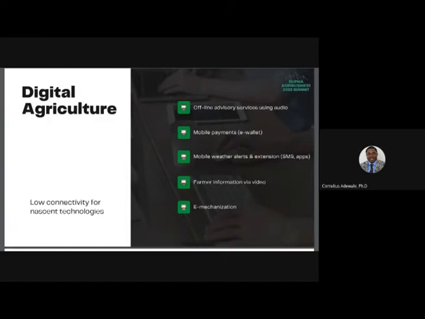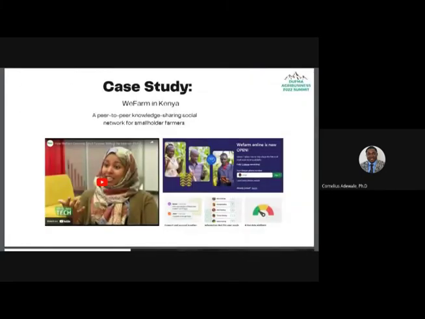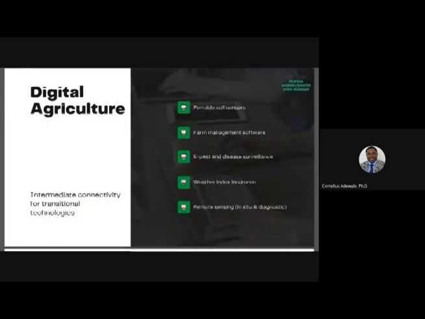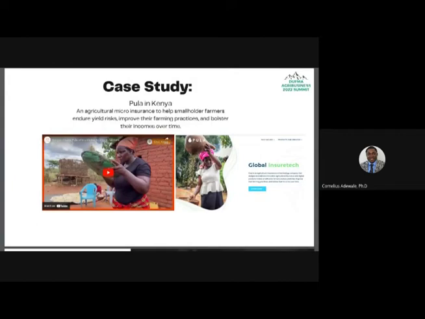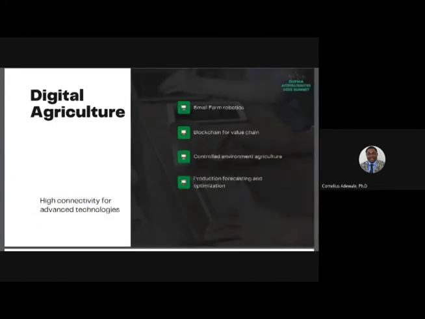There's so much potential that young people can still plug into, whether it's mobile payment, e-mechanization, or farmer information systems. There's just so much opportunity within all of these areas, where young people can get involved in bringing more solutions to a lot of the challenges that we have.